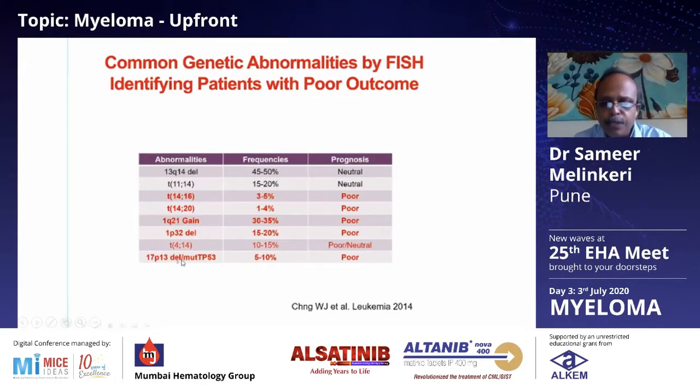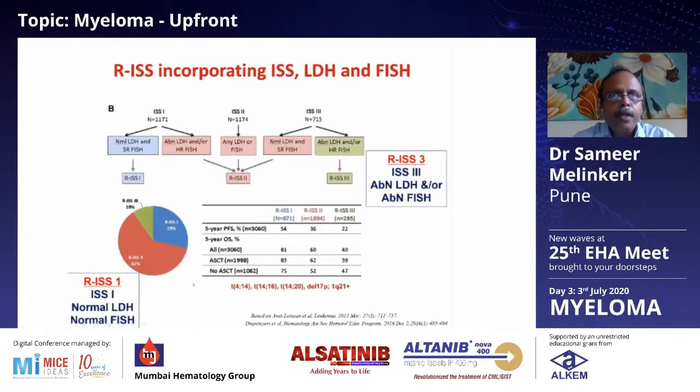And TP53 mutations. The revised ISS score, which incorporates ISS plus the presence of high LDH, which is a notable bad risk factor, and FISH. The RISS 1 is patients who have ISS 1 with normal LDH and have standard risk FISH. The RISS 3 are ISS 3 with abnormal LDH and/or high-risk FISH, and all the others come in between as RISS 2.